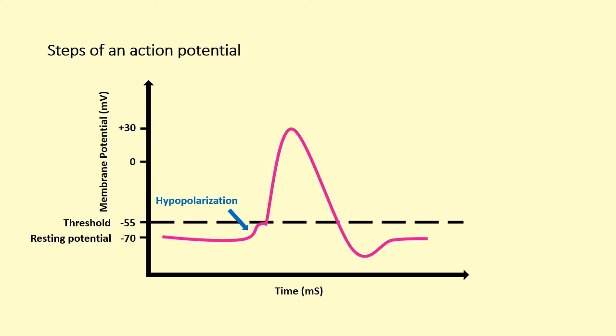At the threshold voltage, sodium channels open and sodium ions diffuse from outside the cell to inside and make the cell membrane depolarized. At this time, the cell membrane is highly permeable to sodium ions. At the peak or overshoot phase, sodium channels close and the delayed rectifier potassium channels open. The outflow of potassium ions initiates the repolarization of the cell membrane.